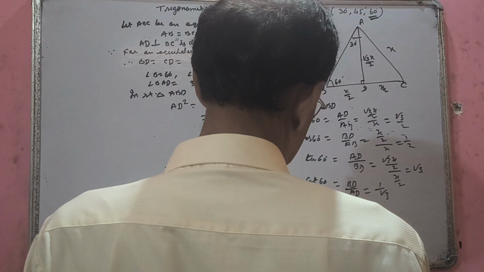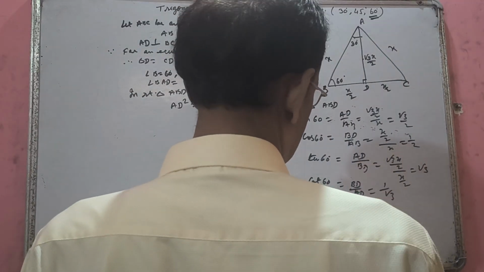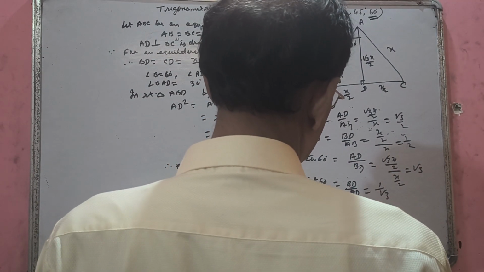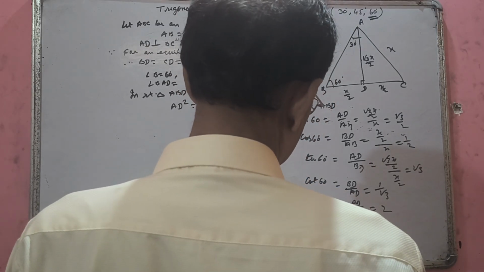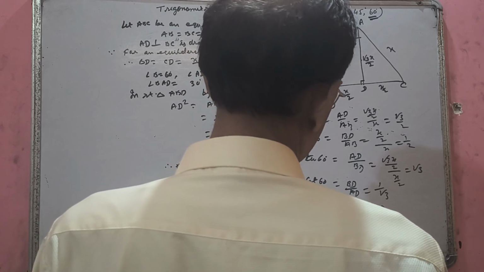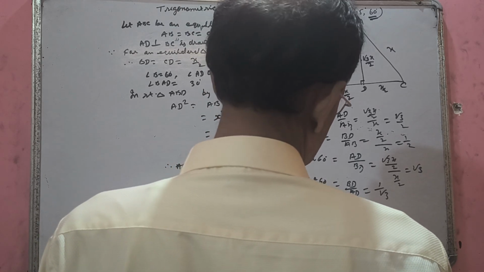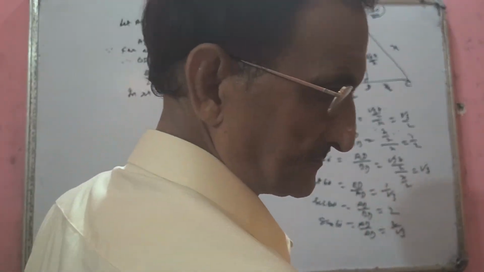Then sec 60 degree is the reciprocal of cos. So AB by BD, what will you get? 2. And sine 60 degree equal to AB by AD, so 2 by root 3. These are the values of 60 degree. Okay.